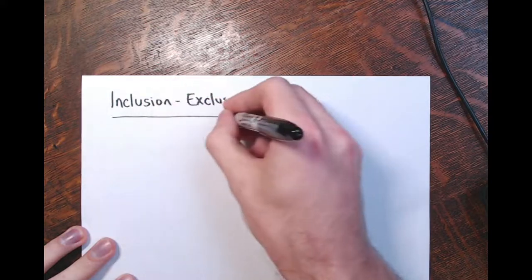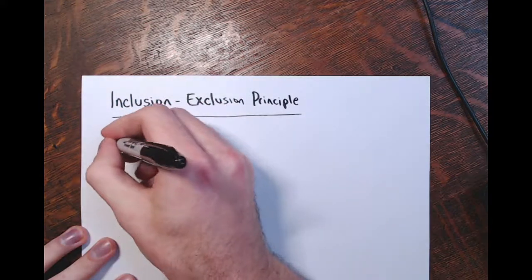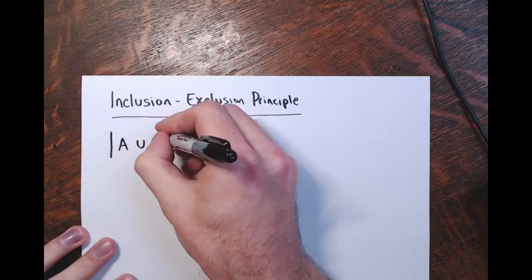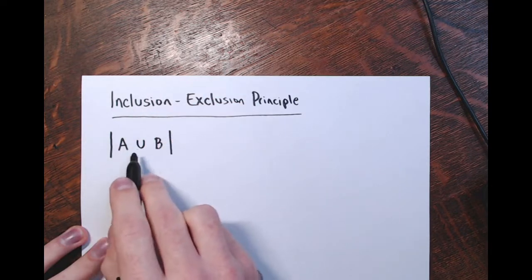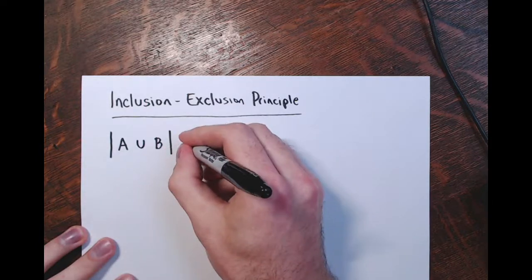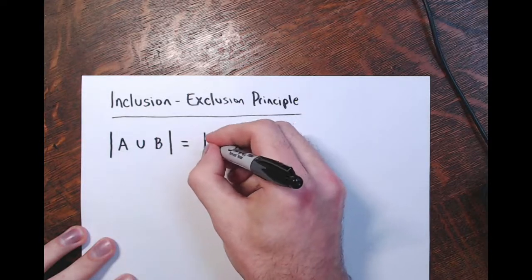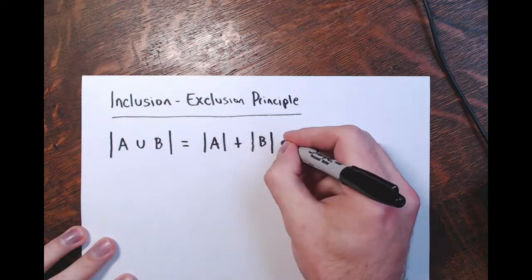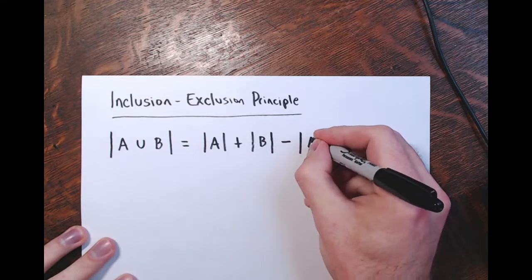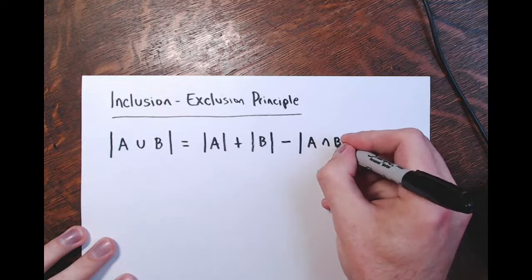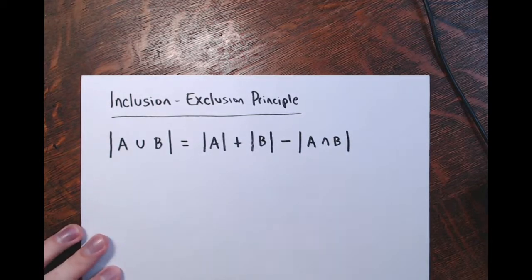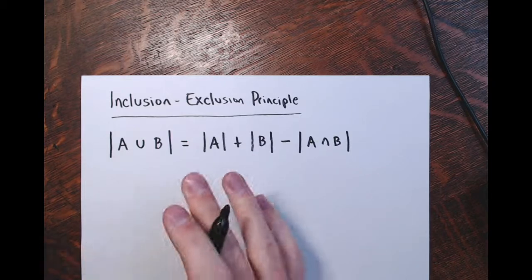For two sets, remember the cardinality of A union B, right? So the number of elements that are in A or in B or both was the number of elements in set A plus the number of elements in set B minus the number of elements in their intersection, right? The number of elements that were in both A and B. And this extended to 3 sets and 4 sets and whatnot.